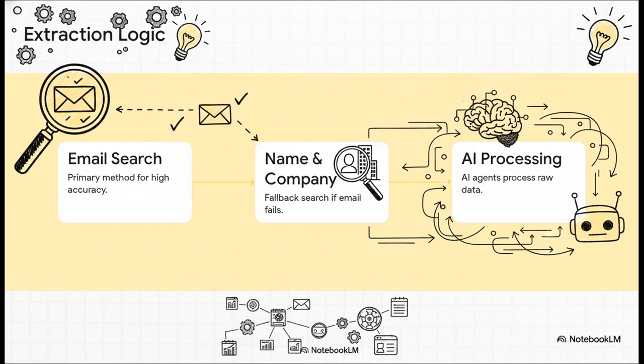First, it tries a highly accurate email search. But if your initial CRM records are a bit spotty and that email search fails, the system doesn't just throw in the towel. It automatically falls back to an advanced name and company search. This ensures maximum data capture before we hand that raw info over to the next step.